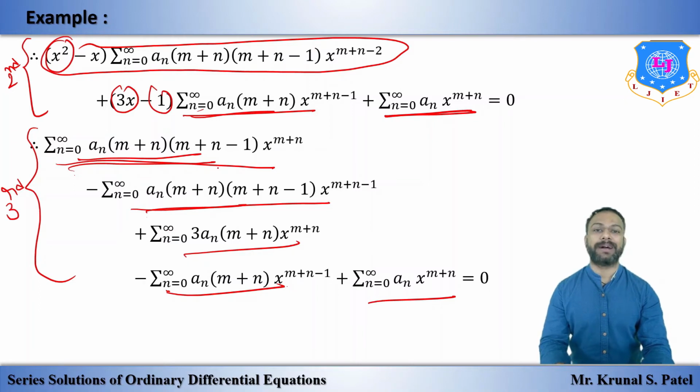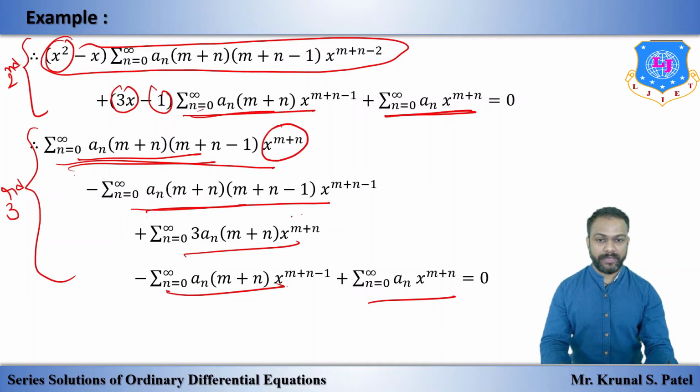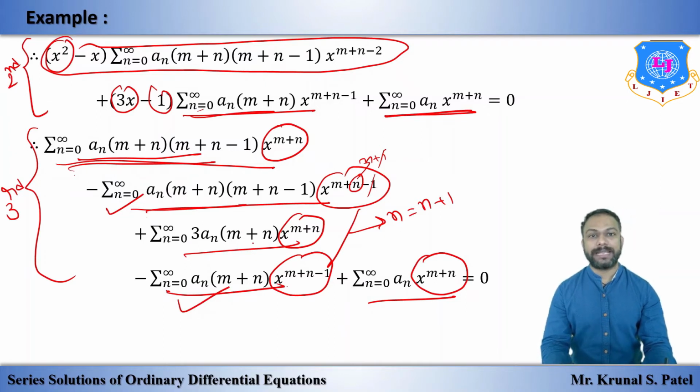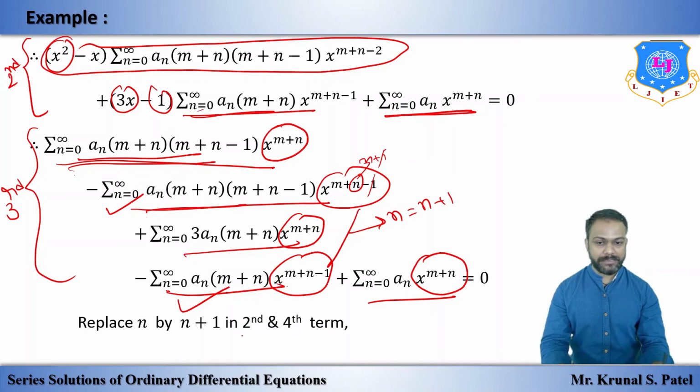Now the fourth step is make power of x equal. So here in the first term we have x raised to m plus n. Here this is also m plus n, this is also m plus n. And only this and this have power x raised to m plus n minus 1. So we can change this by putting n is equal to n plus 1. If we put n is equal to n plus 1 here, the 1 cancels out, so we have m plus n. But in which term? In the second and fourth. So we will write down: replace n by n plus 1 in the second and fourth term.